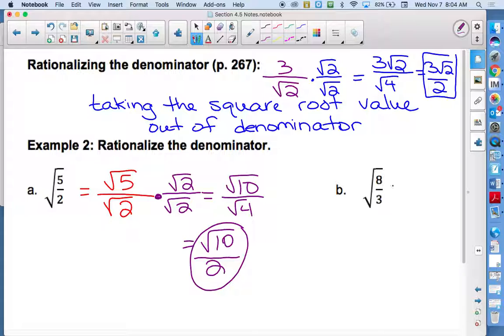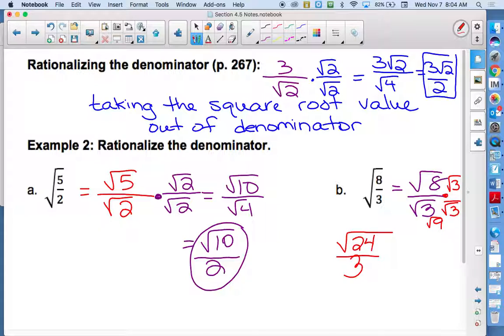So looking at letter B, we have the square root of 8 and the square root of 3. Julian, what will we multiply this one by? Right, so we want to get the radical out of the denominator. So Julian, the top becomes square root of 24, and now the bottom is just 3. So the square root of 3 and the square root of 3 make the square root of 9, and that changes to 3.